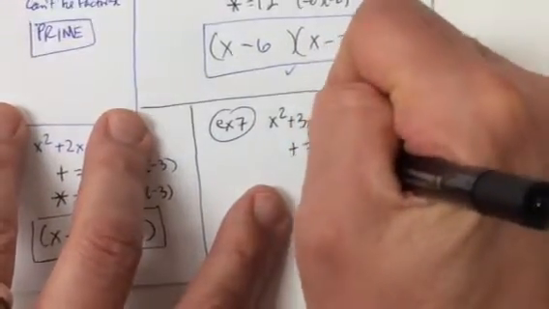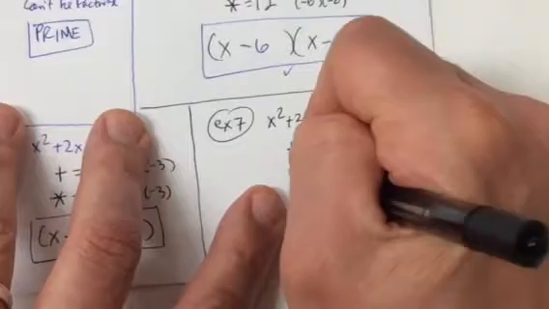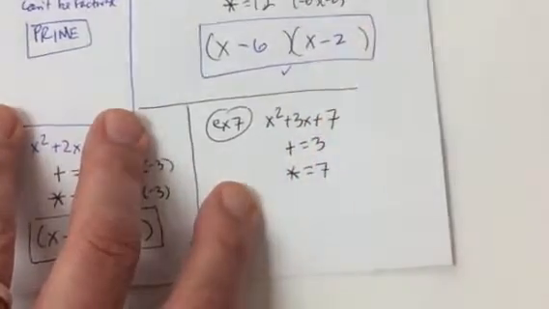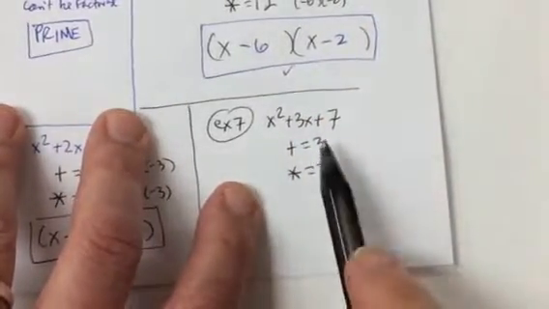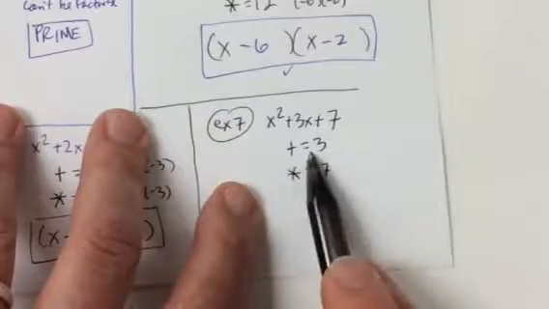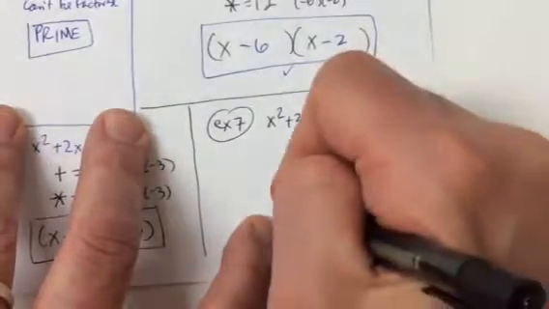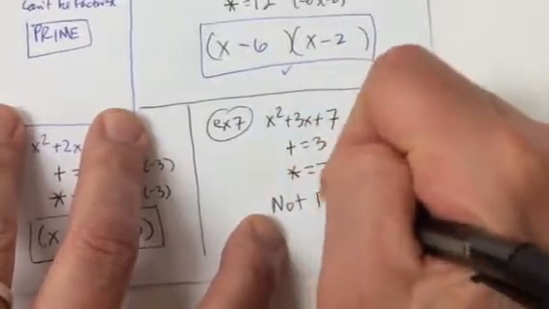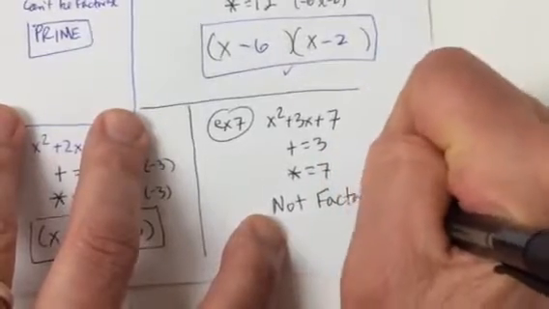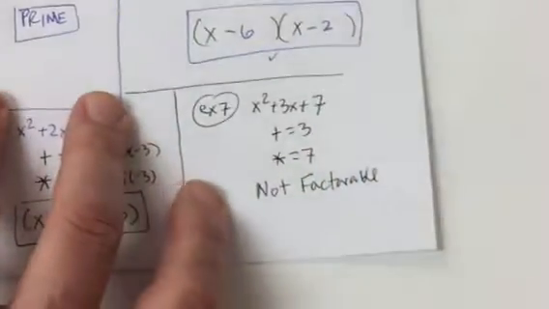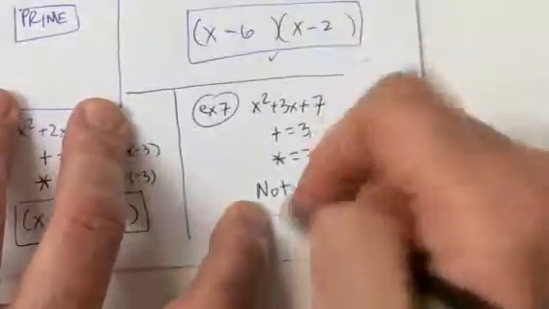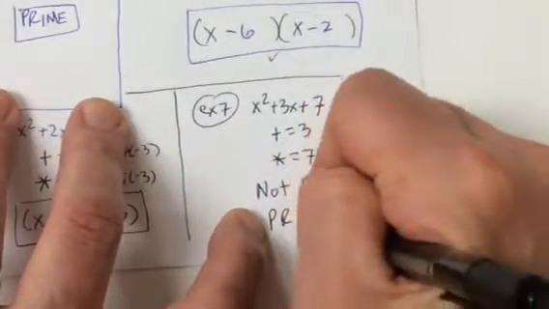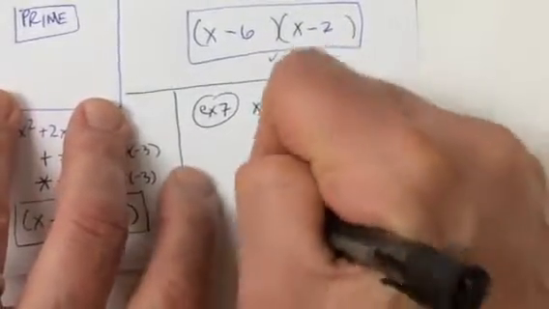Okay, so here they're going to add to equal 3. They're going to multiply to equal 7. There are no numbers that multiply to get positive 7 and add to get positive 3. So this one is not factorable. And if it's not factorable, just like on example 4, this is also called prime because it's only divisible by 1 and itself.